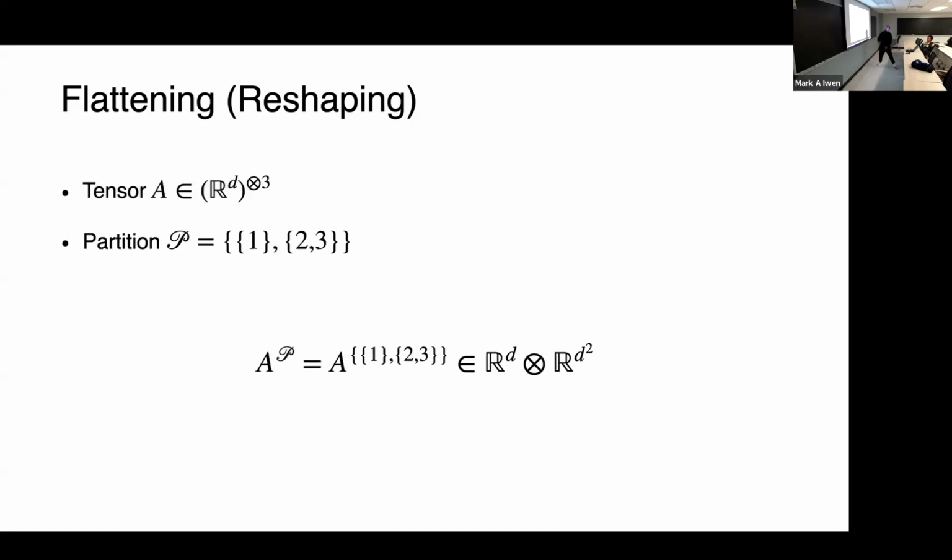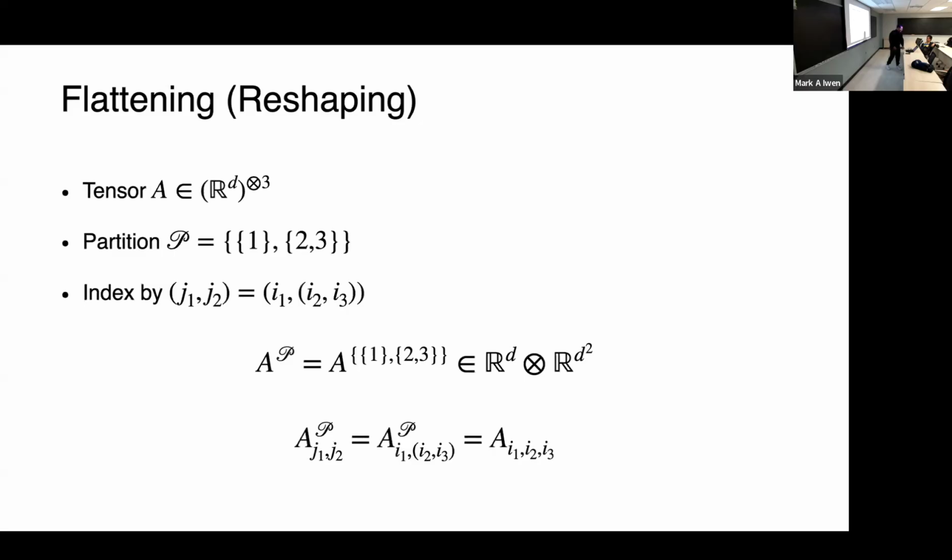So again, an exercise: if I have an order 3 tensor, I can define this partition. What is this doing? It's doing nothing but merging those last 2 coordinates. And lo and behold, I get that tensor that I told you about, which is actually just a matrix. And again, I can index them as follows: J1, J2 is just I1 and then the tuple I2, I3. So very simple operations.